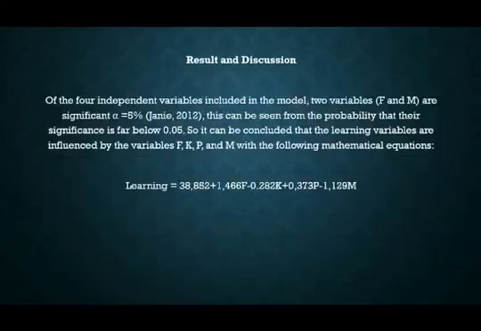This is the table again, which explains the four independent variables included in the model. Two variables, F and M, are significant. This can be seen from the probability, where their significance is far below 0.05. So it can be concluded that the learning variable is influenced by the variables F, K, P, and M.